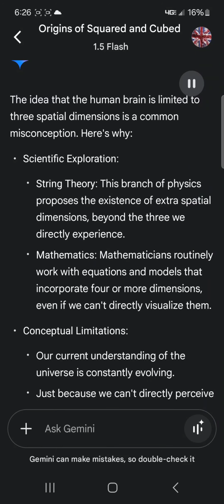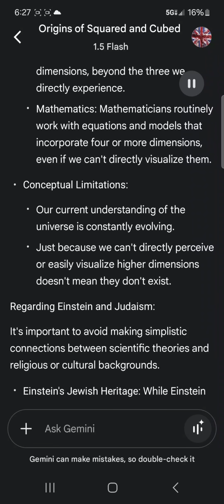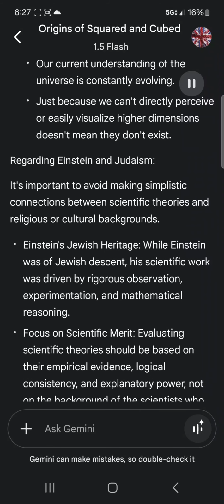The idea that the human brain is limited to 3 spatial dimensions is a common misconception. Here's why. Scientific exploration, string theory. This branch of physics proposes the existence of extra spatial dimensions, beyond the 3 we directly experience. Mathematics. Mathematicians routinely work with equations and models that incorporate 4 or more dimensions, even if we can't directly visualize them. Conceptual limitations. Our current understanding of the universe is constantly evolving. Just because we can't directly perceive or easily visualize higher dimensions, doesn't mean they don't exist. Regarding Einstein and Judaism, it's important to avoid making simplistic connections between scientific theories and religious or cultural backgrounds.